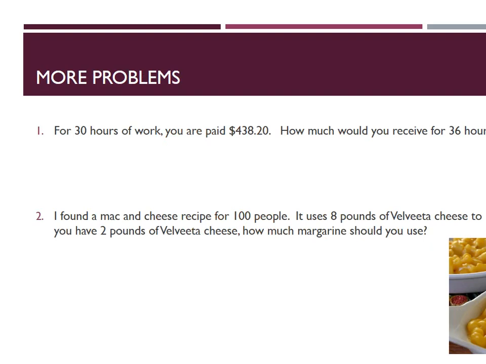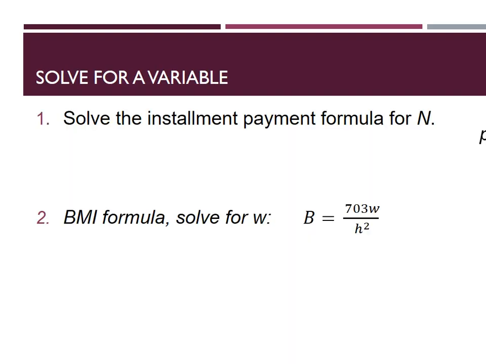Okay, there's some more that are very similar. Solving for a variable. So that just means get the variable by itself. So if I want to solve for n, that means I want n to be alone on one side of the equal sign. Now this one's a little tricky because n is in the denominator. So the very first thing you need to do is get that out of the denominator because we can't work with it in the denominator.